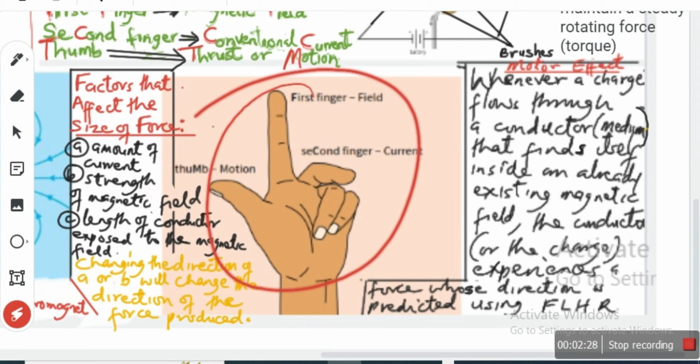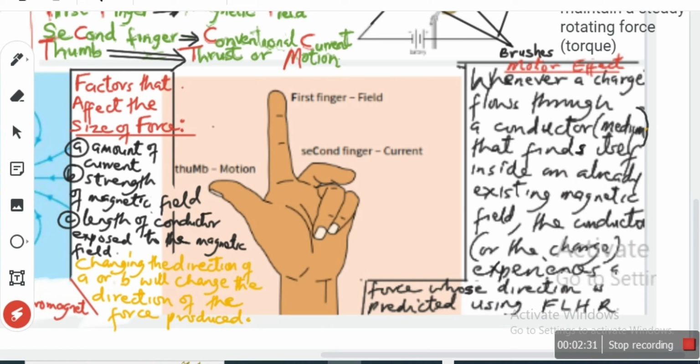This particular diagram gives it exactly. Current is jumping out of the board, is it not? Which one represents the current? The second finger. The second finger represents the direction of the conventional current. And how is it flowing this time around? It's jumping out of the board, out of the paper. How is the magnetic field? From bottom to top. Which side will the force or push be? To the left. That's exactly what happened there.